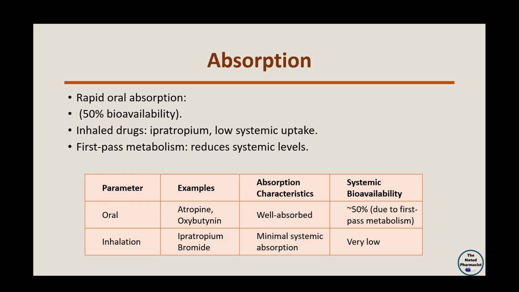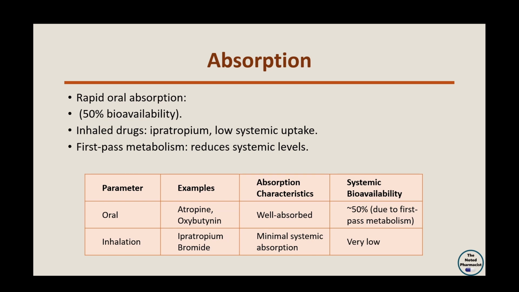Absorption: anticholinergic drugs exhibit diverse absorption characteristics depending on their route of administration. Oral agents such as atropine and oxybutynin are well absorbed in the gastrointestinal tract, achieving systemic bioavailability of approximately 50% due to first-pass hepatic metabolism. Conversely, inhaled drugs like ipratropium bromide have minimal systemic absorption, limiting their potential for systemic side effects and targeting their action predominantly in the respiratory tract.